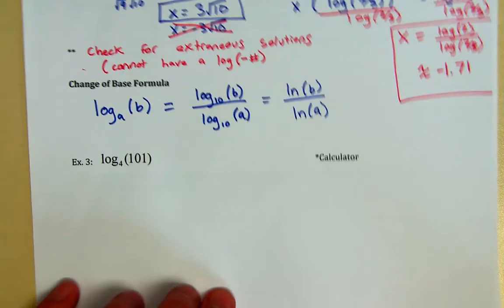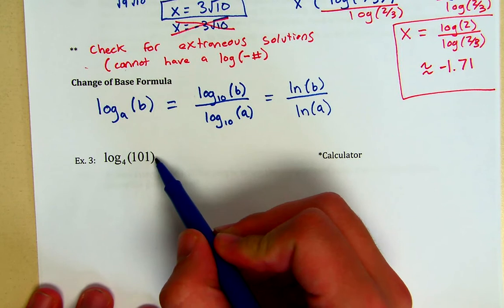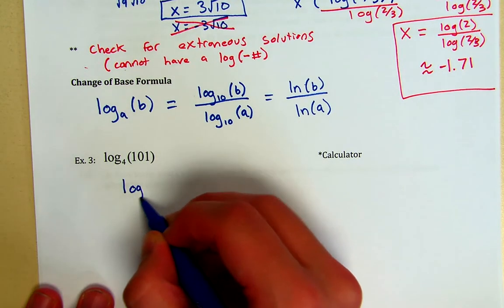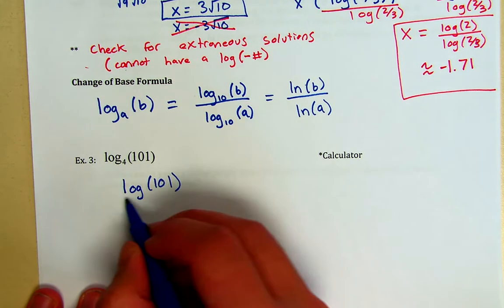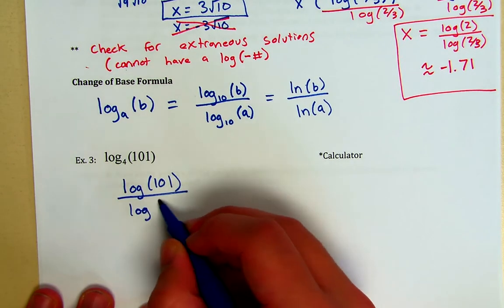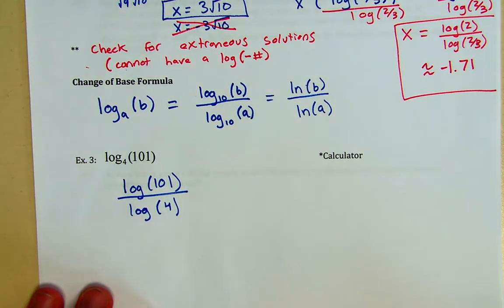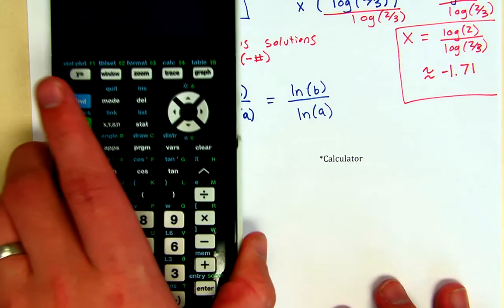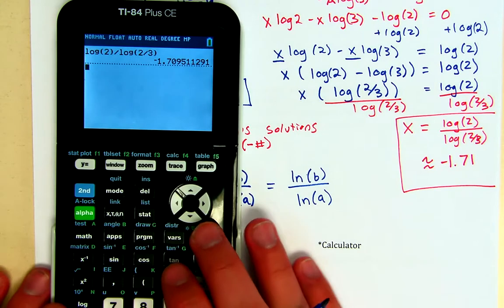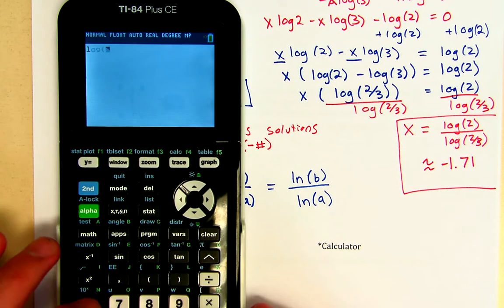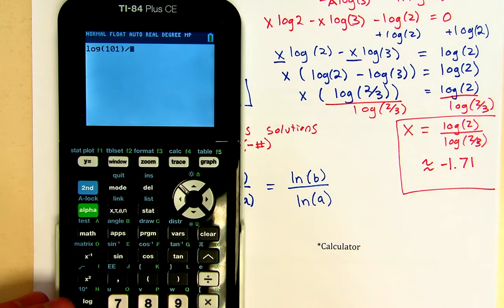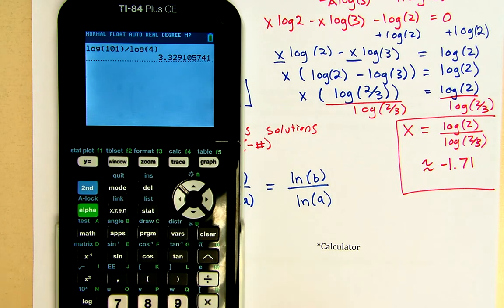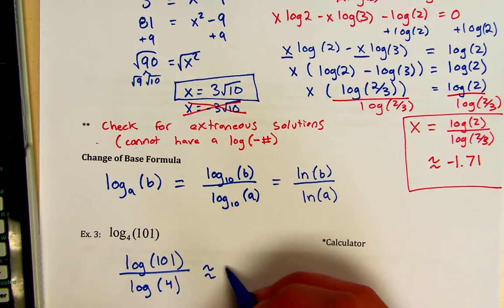So for example, here we have log base A of B. So put log of 101 on top. So log of 101, and we're going to divide it by log of 4. And again, you have to use your calculator to approximate this. So take log of 101, divide it by log of 4. And we get approximately 3.3.